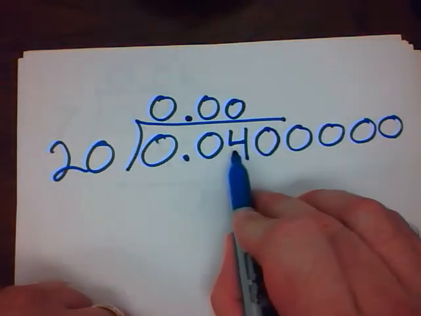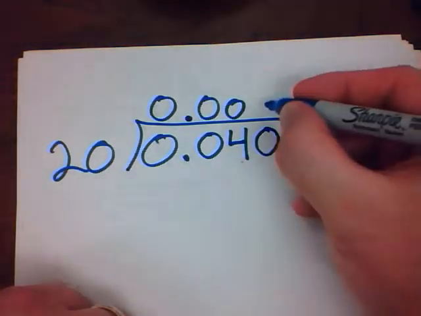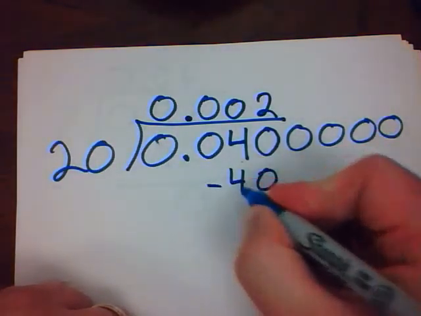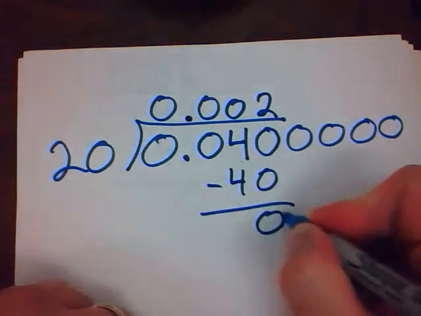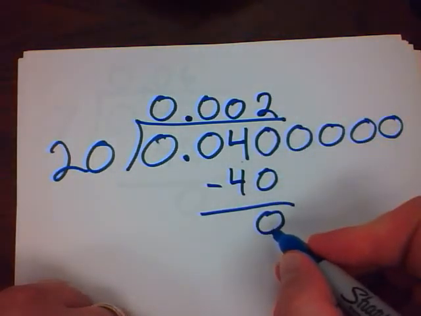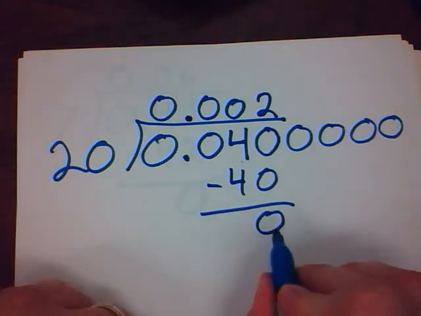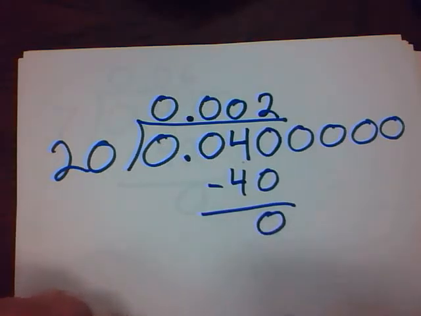So I've done 20 into 4 and that didn't work. How about 20 into 40? Oh, that works. 2 times. 2 times 20 is 40. And I subtract and I end up with 0. I've got a 0 and I am done. And that is how to do some basic division of decimals with no remainders.